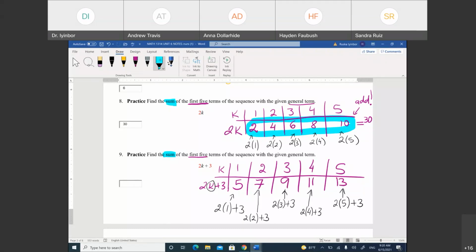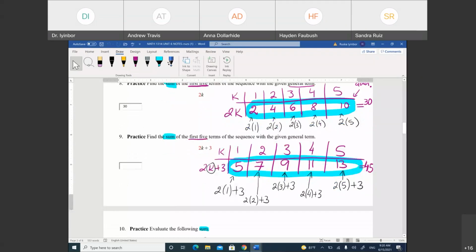So I'm adding 5 plus 7 plus 9, all of those numbers. And what are you going to get? 45. Thank you. So everybody understanding this? Yes? Okay. So that was 8 and 9 when you have to find the sum.